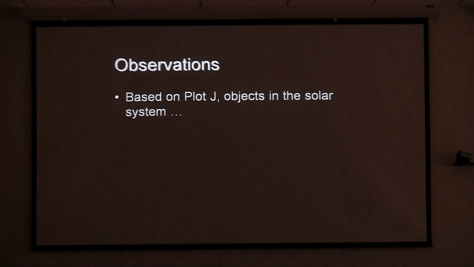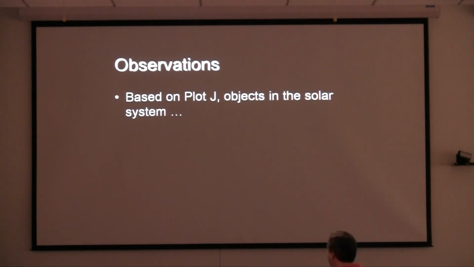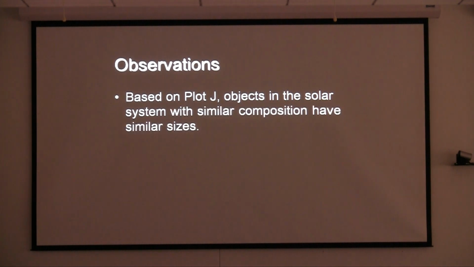All right, so observation. Based on plot J, objects in the solar system. Finish that sentence. Objects in the solar system generally have the same size as other objects of the same composition. Great. Okay, composition and size are correlated, right? How did I put that? I said objects with similar composition have similar sizes. Okay, cool.